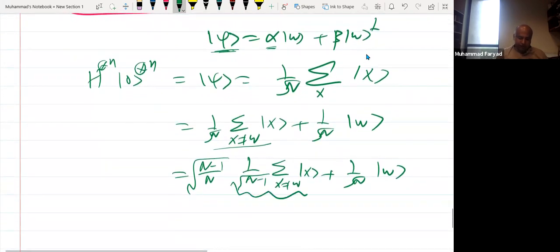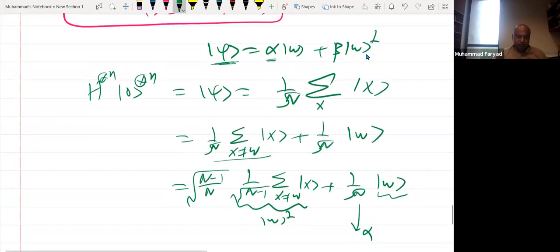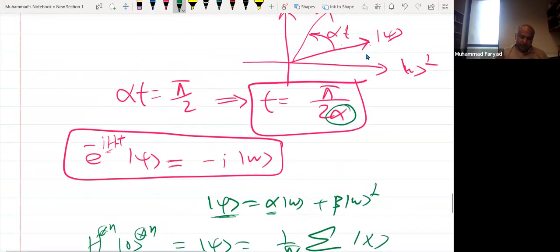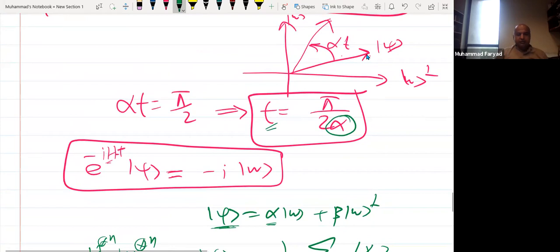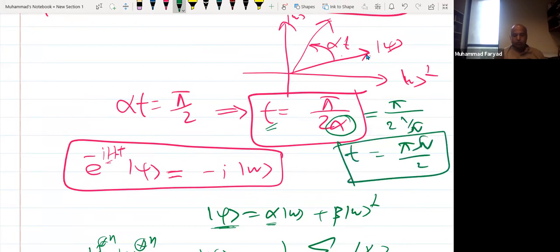So this is my omega perpendicular and this is omega. So this is my alpha. Alpha is 1 over square root of N and beta is square root of N minus 1 over N. So instead of defining the simulation time t in terms of some alpha, I can now define it in terms of 1 over square root of N. So this is pi square root of N over 2. So I need to simulate for a time proportional to the square root of the number of entries N in the space.